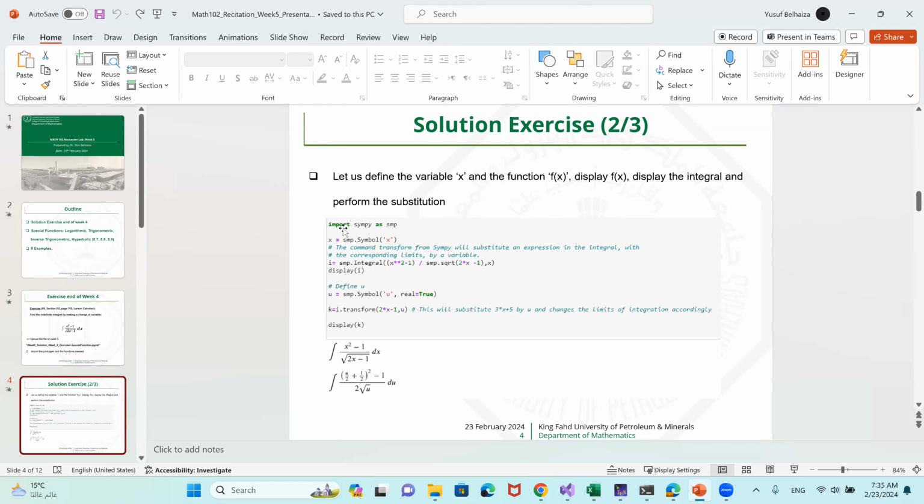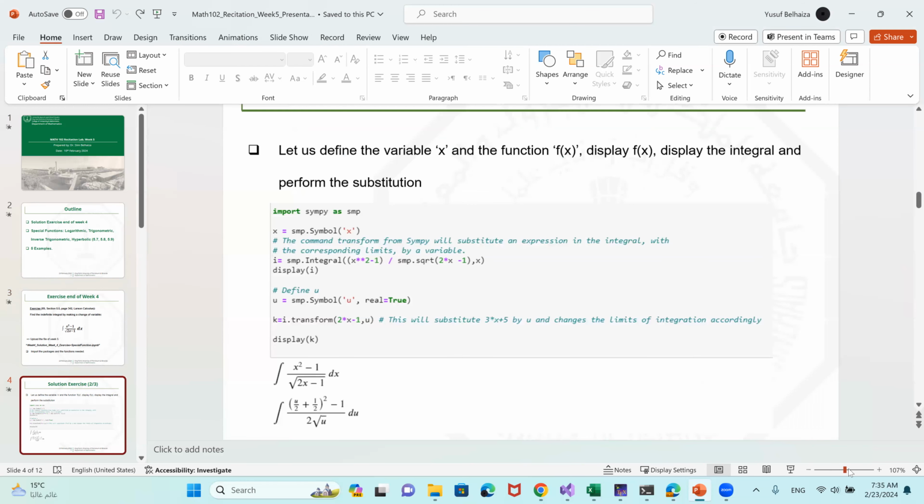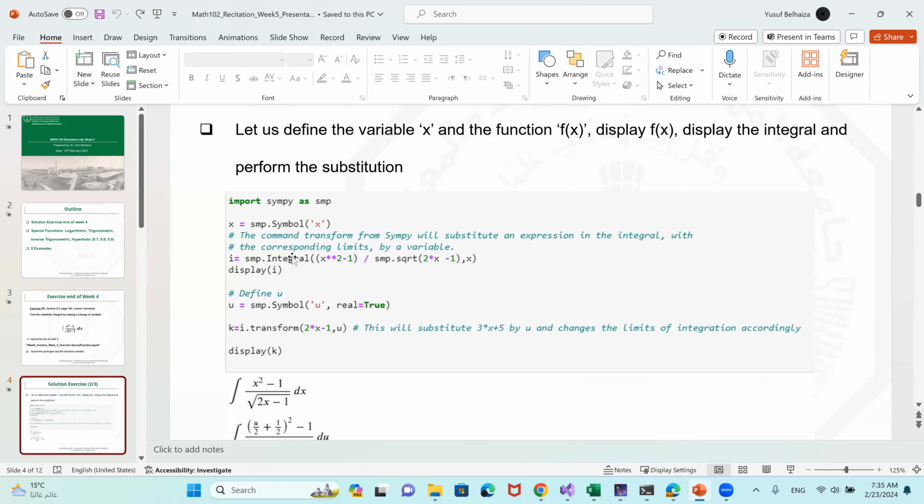So here we go. We import sympy as sp, and then we also call I, the capital I, the integral. You see here, the integral of x squared minus 1 divided by the square root of 2x minus 1. The integral is defined with respect to x, and we'll display I. So the display is what you see here. This is the integral that's the result of what we just wrote.